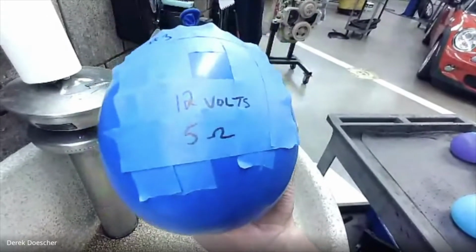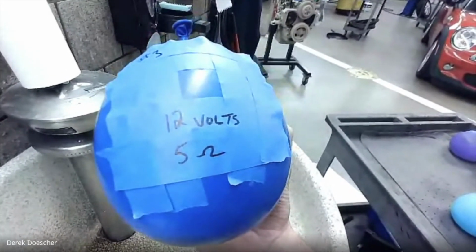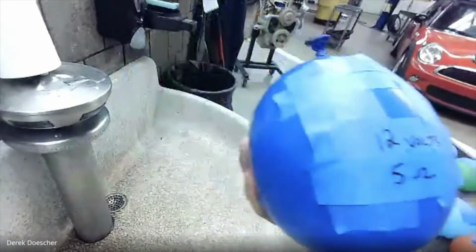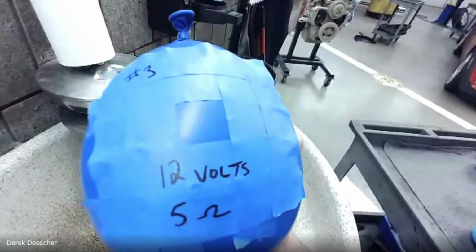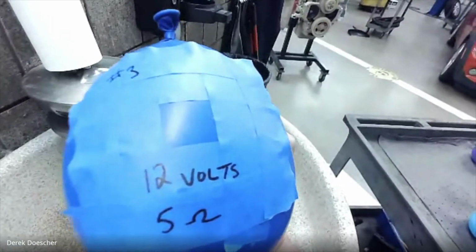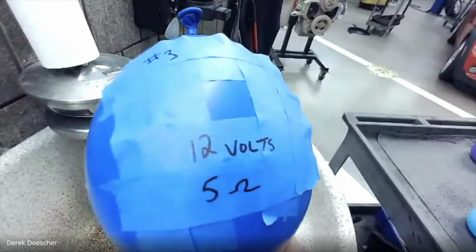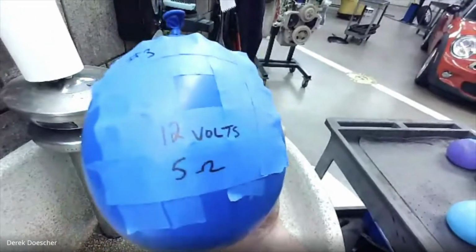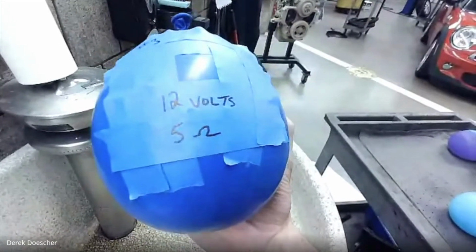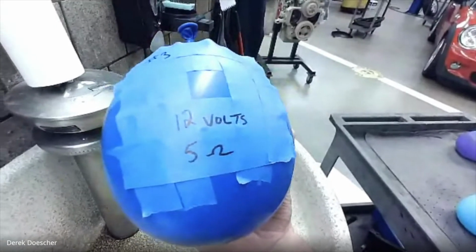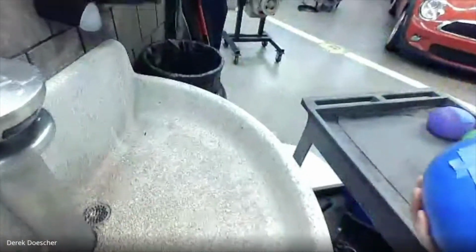So I have the balloon, the water coming out, and the hole. So which one of those is the resistance? The size of the hole is the resistance. That's our opposition to flow. And like I said, for our resistance, bigger the hole, smaller the resistance. Usually with the resistor, the bigger the load or the bigger the resistance, the more it opposes the flow. But because we're doing it with holes, bigger the hole, lower the resistance, because it's allowing more of that electron or that water to flow through.